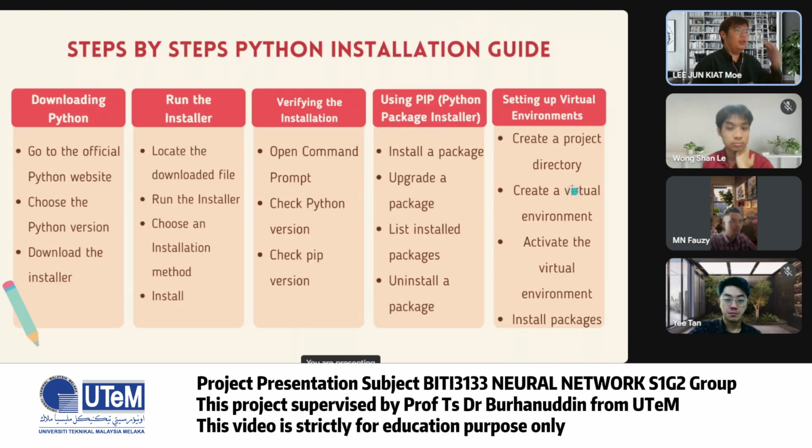Okay. Then next is the step-by-step Python installation guide. First, we are going to download Python from the official website, choose the suitable Python version and download the installer. Later, we need to run the installer and download all the files by the installer. Next, we need to verify the installation by opening the command prompt and checking the Python version and also the PIP version. If it shows the Python version, it means you have downloaded it correctly.